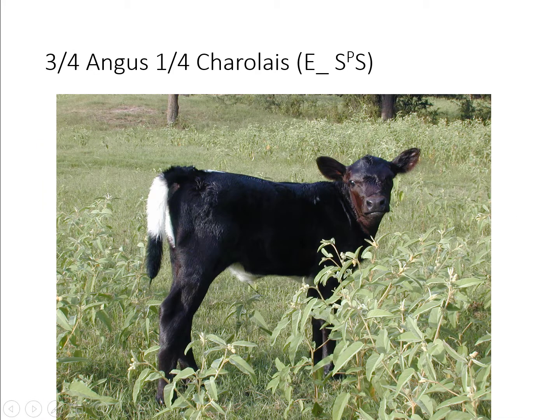Next we have a 3/4 Angus, 1/4 Charolais. So we have a big E causing this calf to be black and an SP, big S. So SP, big S causes a restricted Pinzgauer pattern.